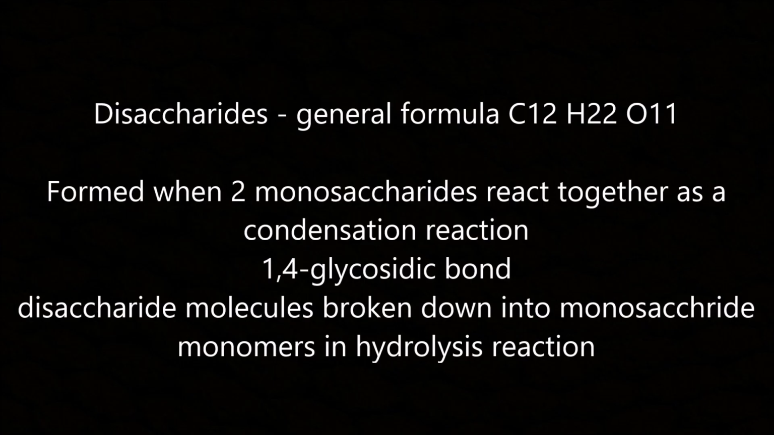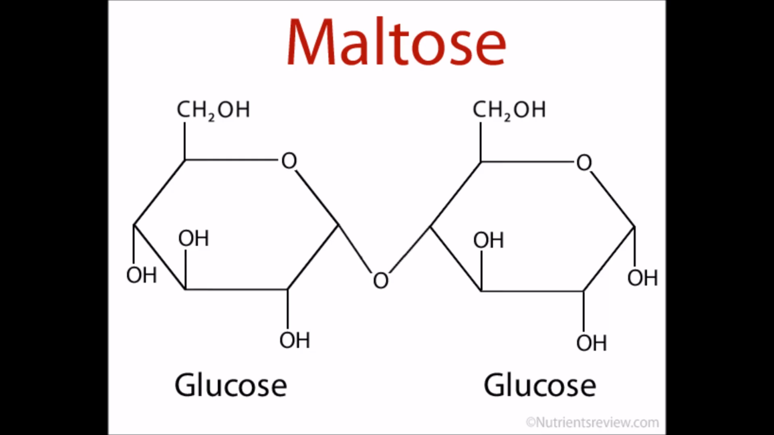Disaccharides have a general formula of C12H22O11, and they form when two monosaccharides react together in a condensation reaction and have a 1,4-glycosidic bond. A disaccharide molecule is broken down into monosaccharide monomers in a hydrolysis reaction. Here is an example of maltose.